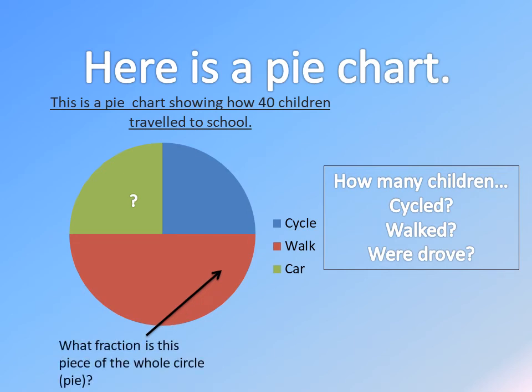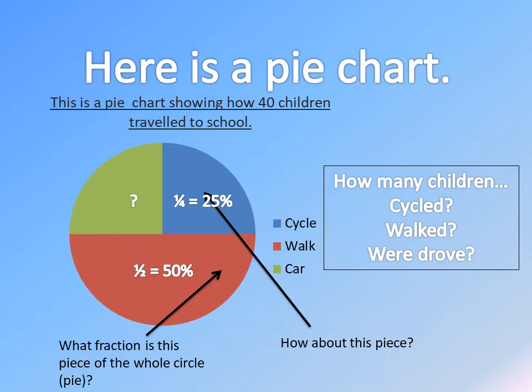What fraction is this piece of the whole circle in the pie? This is half of the circle, so it is 50%, or half. In percentage, it is 50%. What about this blue color, which is for cycle? We can say that this is a quarter of the pie chart, which is 25%. And what about the car? It is the same as the cycle, which is a quarter and 25%.